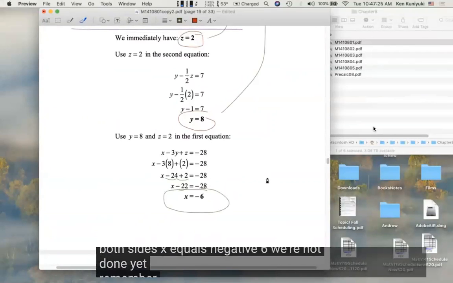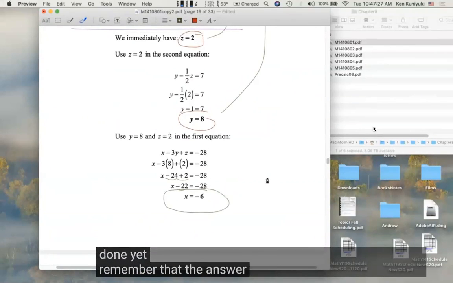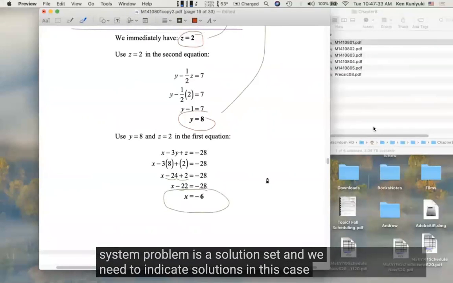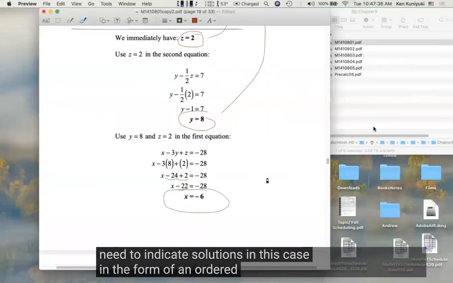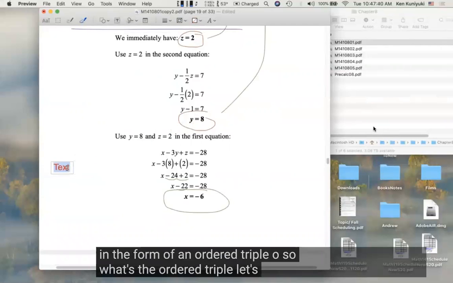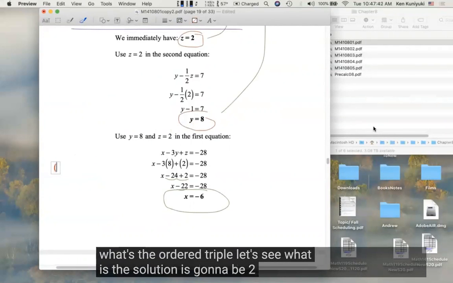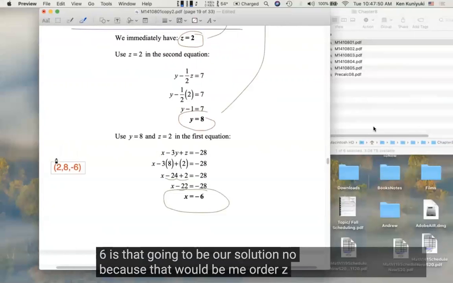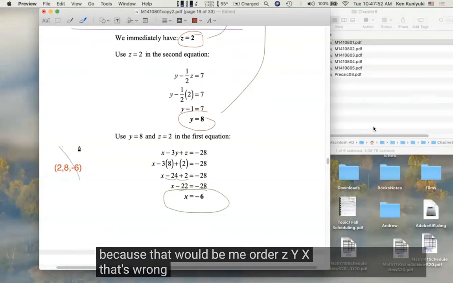We're not done yet. Remember that the answer to a solve-a-system problem is a solution set, and we need to indicate solutions, in this case, in the form of an ordered triple. So what's the ordered triple? What is the solution? Is it going to be 2, 8, negative 6? Is that going to be our solution? No, because that would be in the order z, y, x. That's the wrong order.